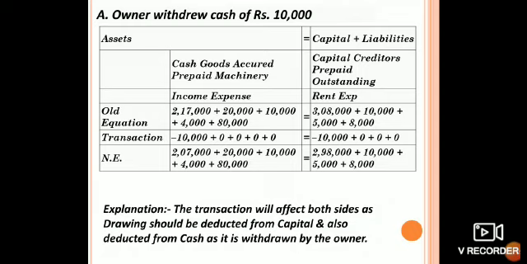Here, as the owner is withdrawing cash, cash will get reduced by 10,000 and the capital also will get reduced by 10,000. So ultimately the new equation will be 2,07,000 plus 20,000 plus 10,000 plus 4,000 plus 80,000, and under liability side it will be 2,98,000 plus 10,000 plus 5,000 plus 8,000. The transaction will affect both sides, as drawing should be deducted from capital and also deducted from cash, as it is withdrawn by the owner.